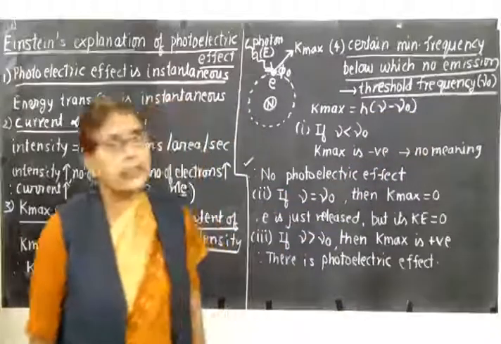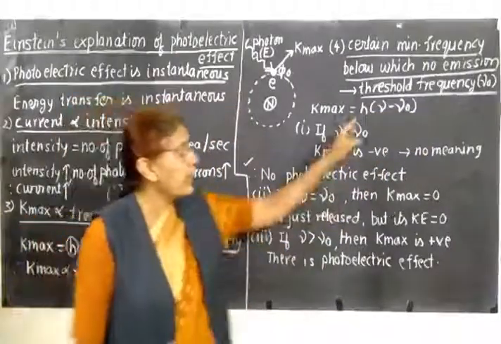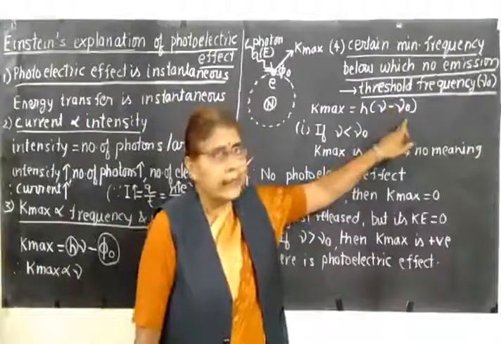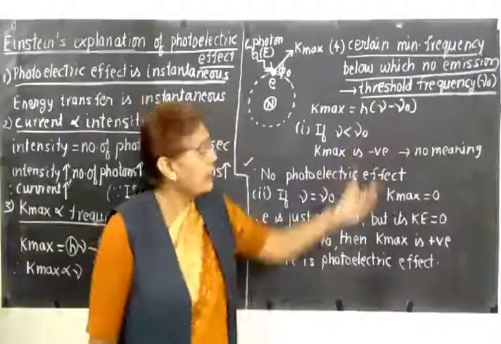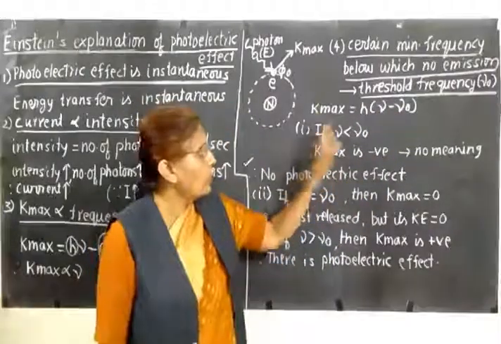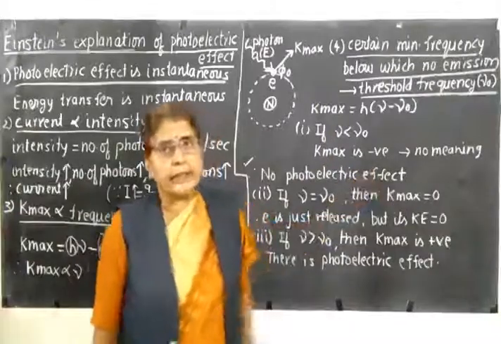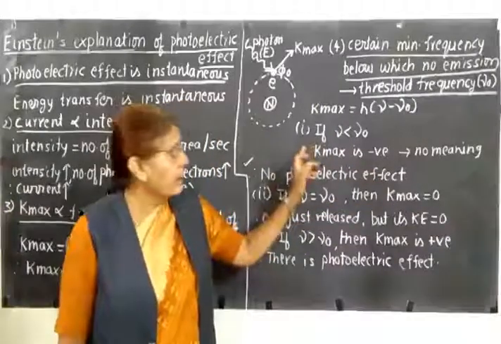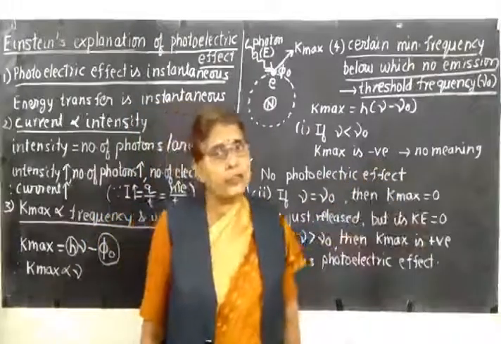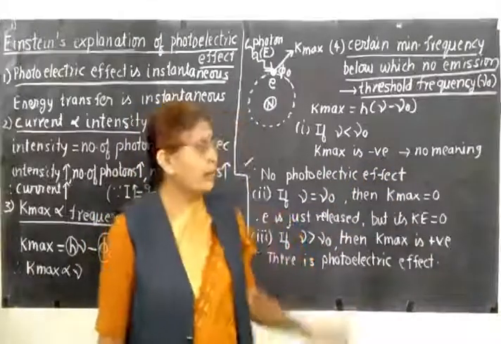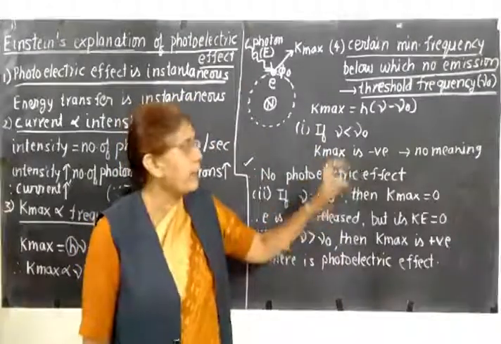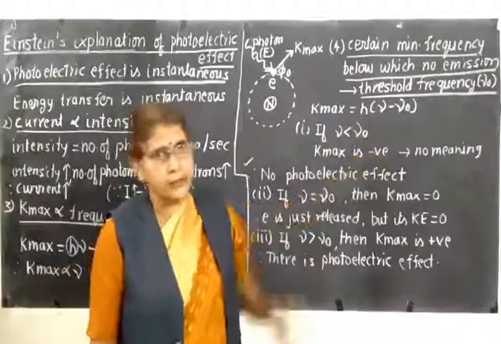Now we shall study three different cases. First we shall take nu less than nu 0. If nu is less than nu 0, what will happen? This difference will be negative. Therefore, Kmax also will be negative. What is the meaning? The kinetic energy of the electron is negative. So this has no physical meaning. Therefore, photoelectric effect is not possible. There is no photoelectric effect if nu is less than nu 0.